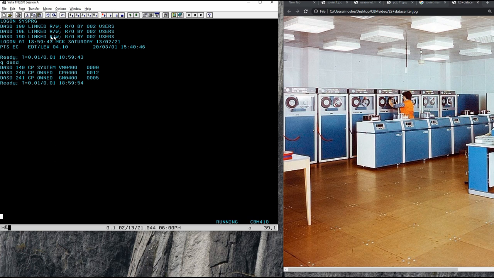Version 4.10 would have been something that was around in 1984, 85 on IBM mainframes in the Western world. And of course, the Soviet Union was always 4 to 5 to 7 years behind. So this would probably still have been running when the Iron Curtain came down in 91, 92. Let's see when this was generated.